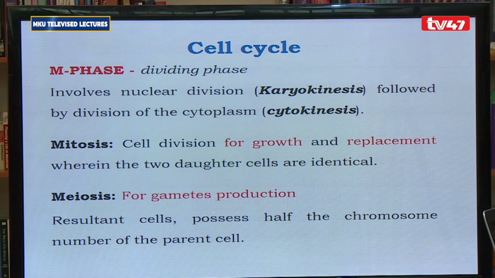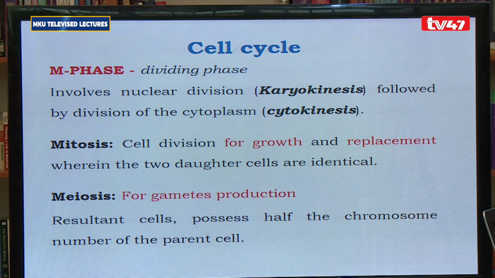So in the M phase, the mitotic phase, now the cell is dividing. What is involved here? Two things. The nucleus will divide, and the process is known as karyokinesis, and then the cytoplasm will divide, and the process is known as cytokinesis. We have two types of M phase.